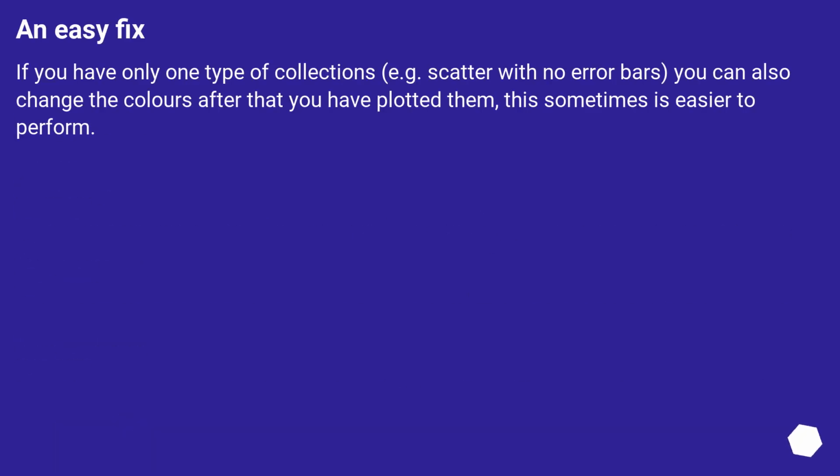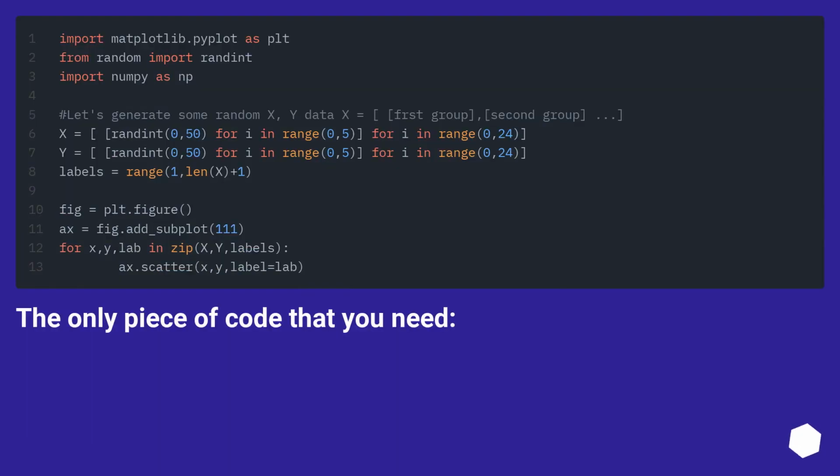An easy fix. If you have only one type of collections, for example scatter with no error bars, you can also change the colors after you have plotted them. This sometimes is easier to perform. The only piece of code that you need.